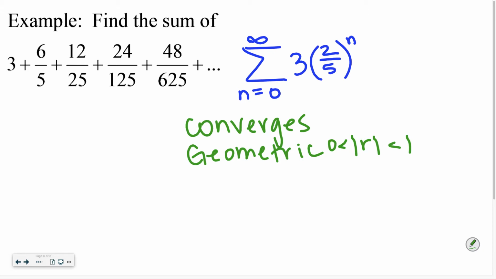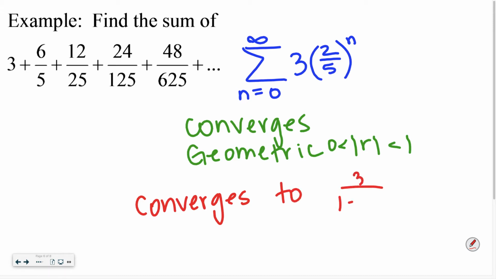Additionally, we can determine what it converges to. Okay? We know that it's going to converge to 3 over 1 minus 2/5. Which, yes, is 5.